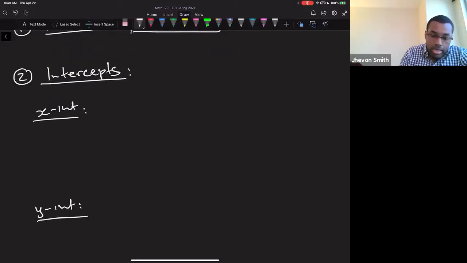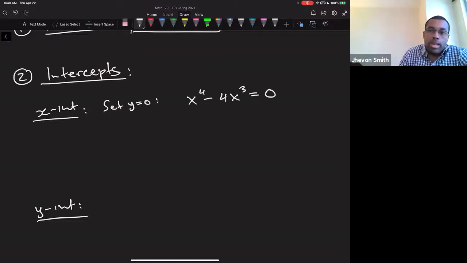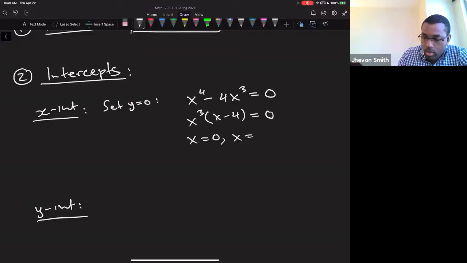Remember for the X-intercept, you would set y equals 0. So that means you have x to the 4th minus 4x cubed equals 0, and now you want to solve for x. Hopefully we know how to do that. You factor out an x cubed, and you'd be left with x minus 4. So you get x equals 0 or x equals 4, and those are your x-intercepts.